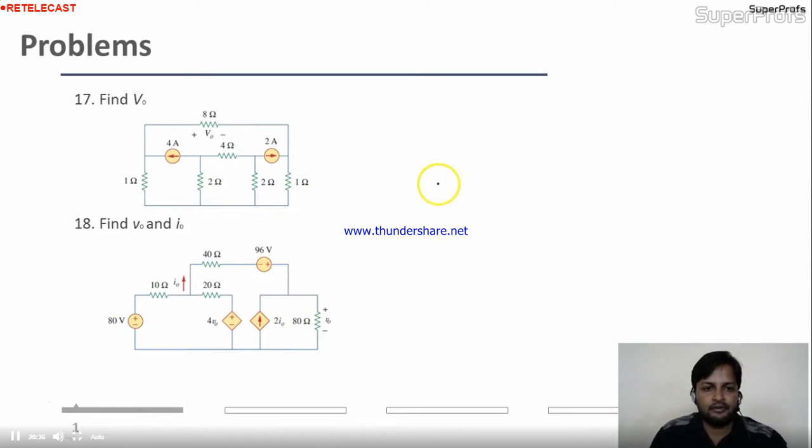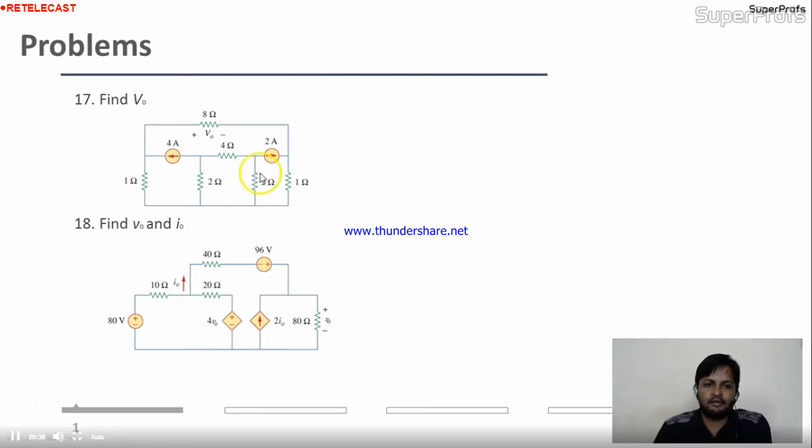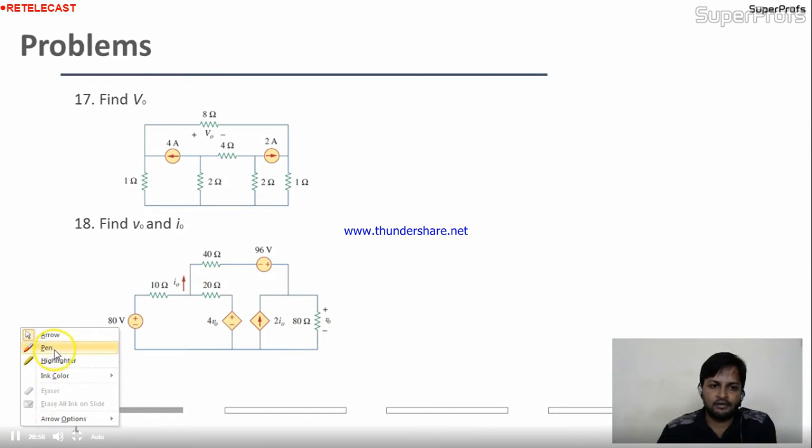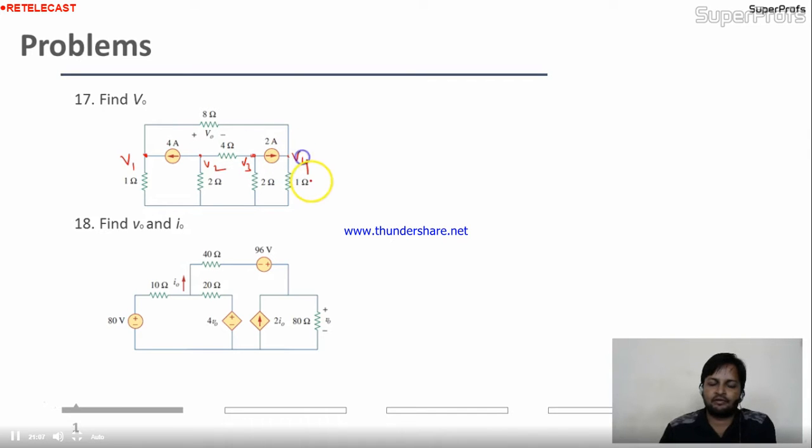Is it okay to you? Come to this question now. Find out the V naught. Where is the V naught? Here is the V naught. I'll draw this circuit for you here. Assume the node voltages. Node analysis will be okay for this. Here take V1, this one V2, this is V3, this is V4. There are so many nodes, so 4 equations will be there. So it will be very typical to solve this, right?